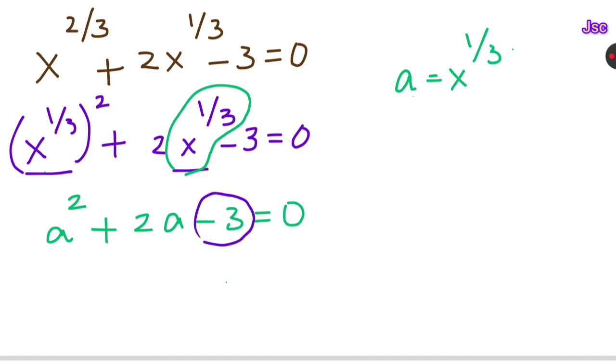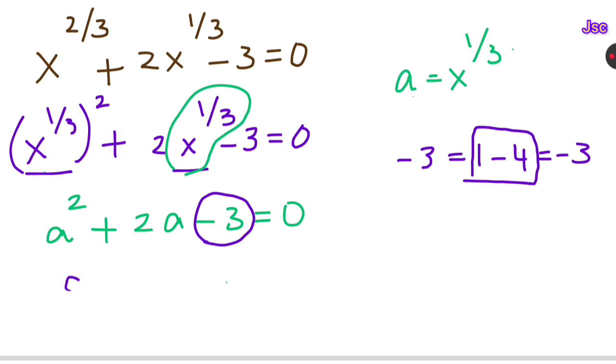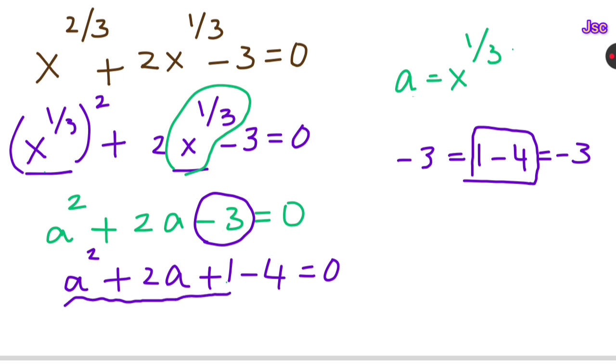This minus 3, if you write in terms of plus 1 minus 4, which gives minus 3. So instead of minus 3, we can write 1 minus 4. Isn't it? So let's write that a raised to the power of 2 plus 2a plus 1 minus 4 is equal to 0. Minus 3 I converted into 1 minus 4 form because a raised to the power of 2 plus 2a plus 1 we can simply write as a plus 1 whole power 2, isn't it? So that's why I converted this minus 3 in terms of 1 minus 4. Now we have minus 4 equal to 0.